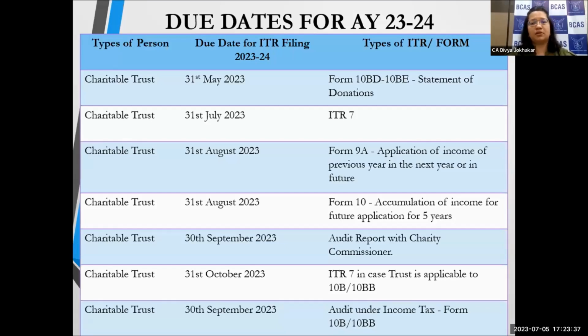Similarly, for 1 or 2 years accumulation, which is explanation 1 of section 11 subsection 1, you will have to file Form 9A before the 31st of August. On the 31st of October, you will be filing your ITR 7.